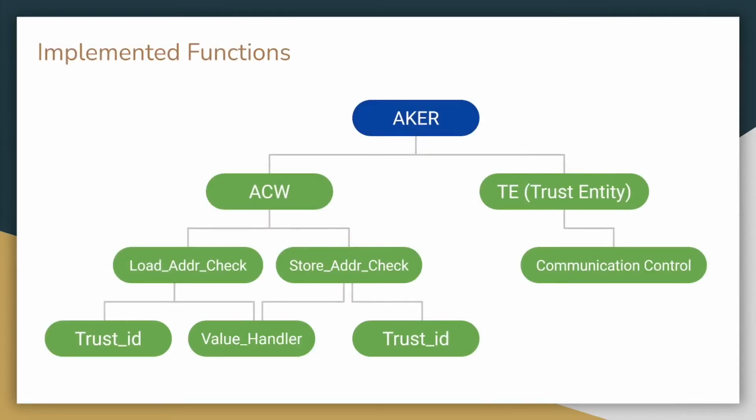We have implemented two main functions so far: ACW, or access control wrapper. Each processing unit in the SoC needs one of the access control wrappers. In other words, each ACW manages the request of its processing unit locally. And TE, or trusted entity. There is only one TE per SoC. The trusted entity is the manager of the managers, which manages the ACWs to ensure that they work properly.